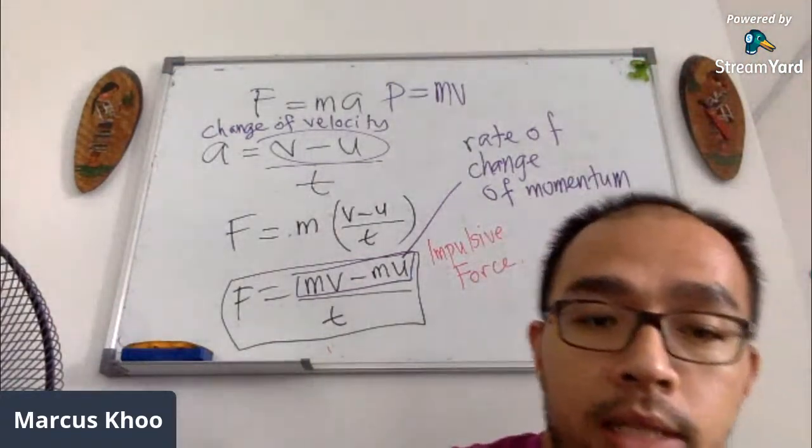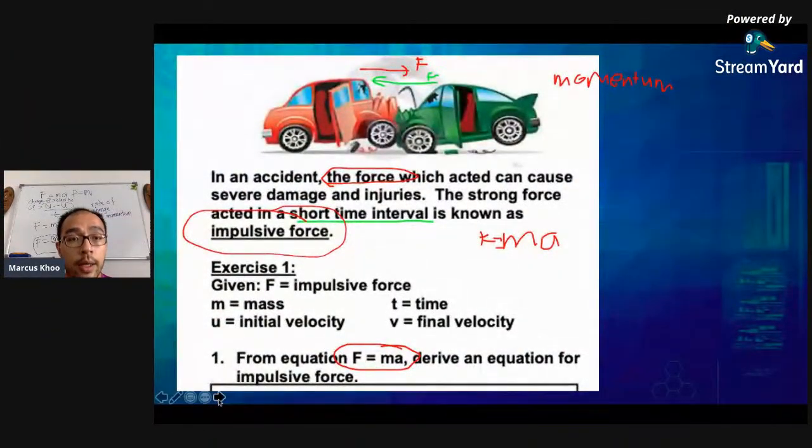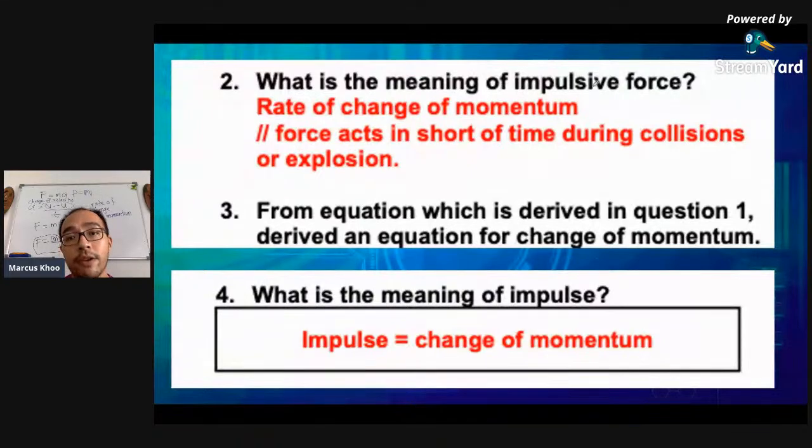All right, let's continue. So what is the meaning of impulsive force? Okay, it is the rate of change of momentum, as I said. Or it is also known as the force that acts in a short amount of time during collisions or explosion. So impulsive force is something that happens during collision or during explosion.